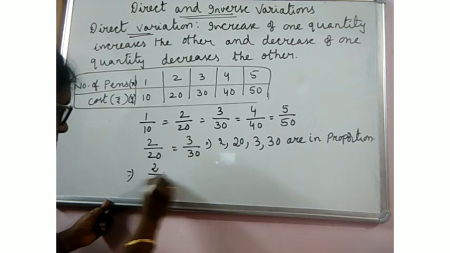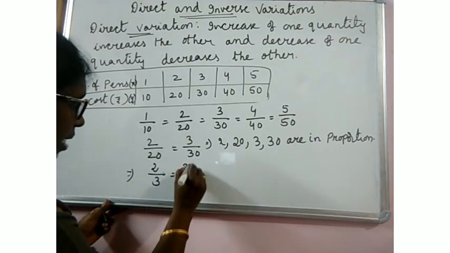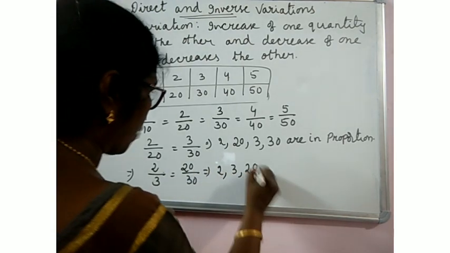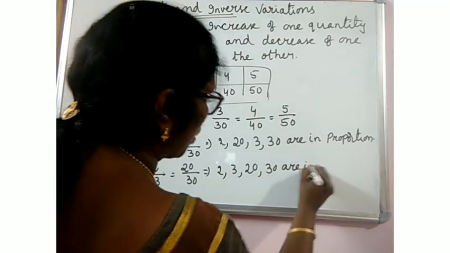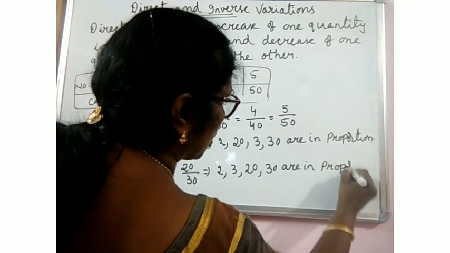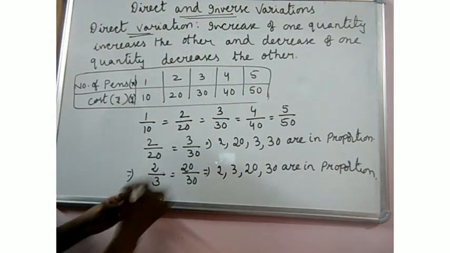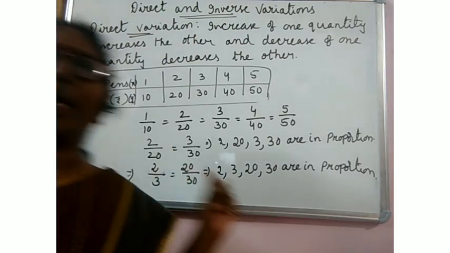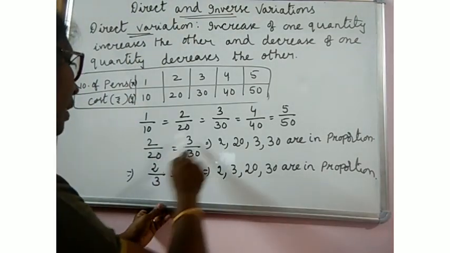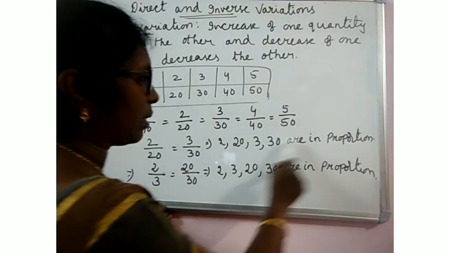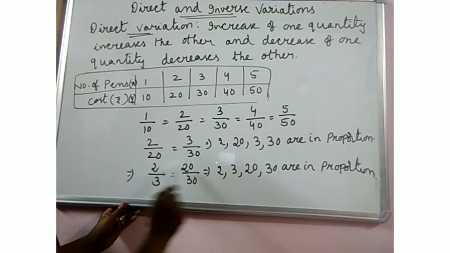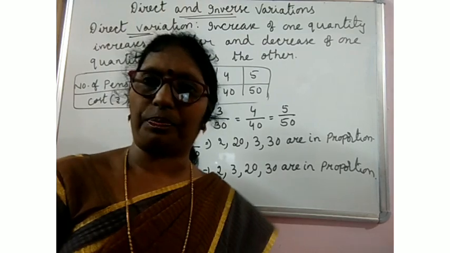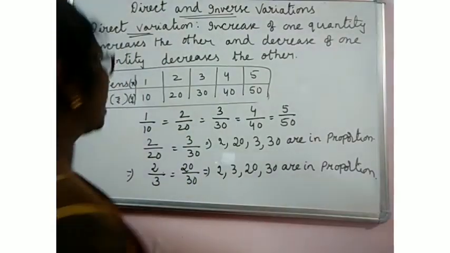2, let me bring this 3 this side, 20 take that side, 20 by 30. Then we can write this 2, 3, 20, 30 are in proportion. So 2 by 20 is equal to 3 by 30 is also same as 2 by 3 is equal to 20 by 30. So when 2 by 20 is equal to 3 by 30, 2, 20, 3, 30 are in proportion, we say. If 2 by 3 is equal to 20 by 30, we can say 2, 3, 20, 30 are in proportion. And you say check if they are in proportion.